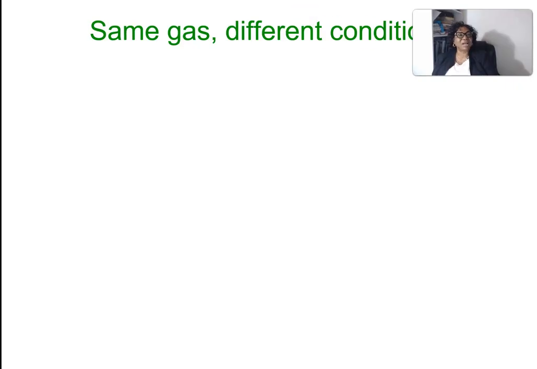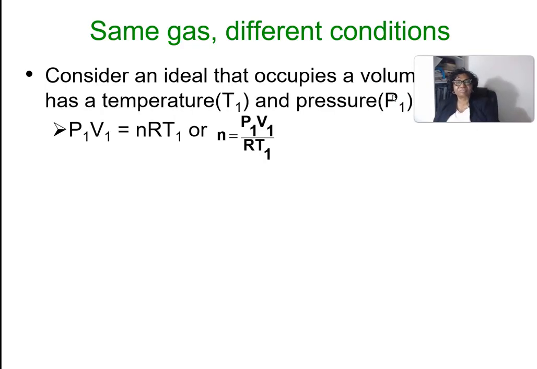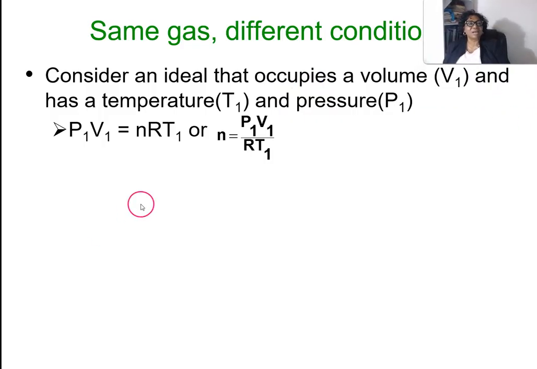So same gas, different conditions. Consider an ideal gas that occupies a volume V1 and has a temperature T1 and pressure P1. So our equation will be this or this.